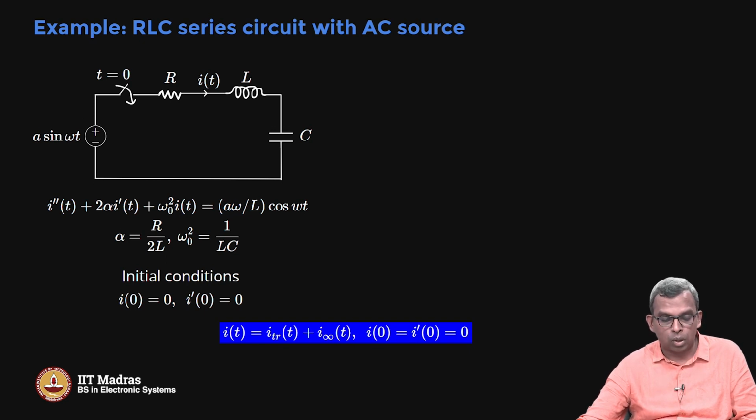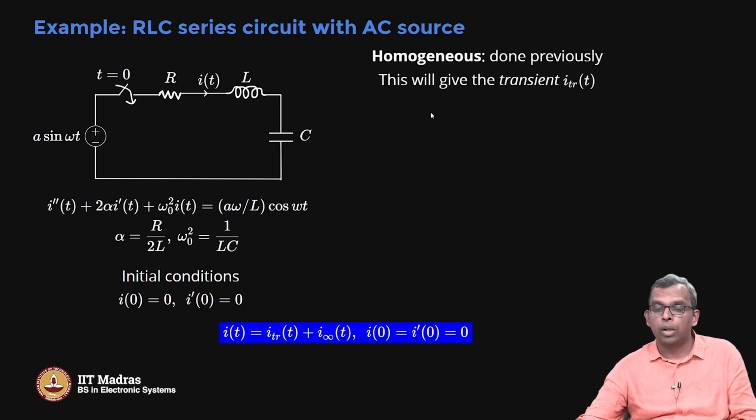Okay. So the general solution I of t is going to be the sum of a transient solution plus a steady state solution. The steady state solution is the particular solution that we spoke about. The transient solution is the solution for the homogeneous equation. And the initial conditions are there. The homogeneous solution was done previously.